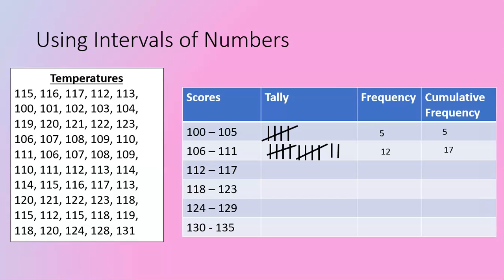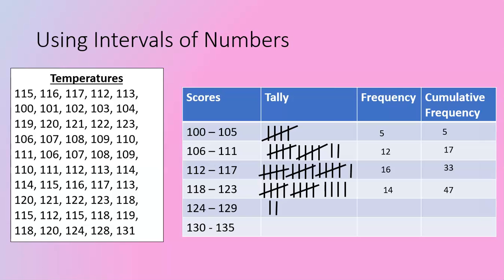So from 112 to 117, it's getting really hot here. These must be like temperatures in Yuma or Death Valley or something. I've got 5, 10, 15, 16 is my frequency, which brings my cumulative frequency to 33. 118 to 123 degrees. Oh, got 14. Oh, so that brings it up to 47 for the cumulative frequency. 124 to 129 degrees is thankfully only 2. Goodness. So 2 for the frequency brings it up to 49. And then our final interval is 130 to 135 degrees. Only 1. And that would be 1 for the frequency and 50 for our cumulative frequency.